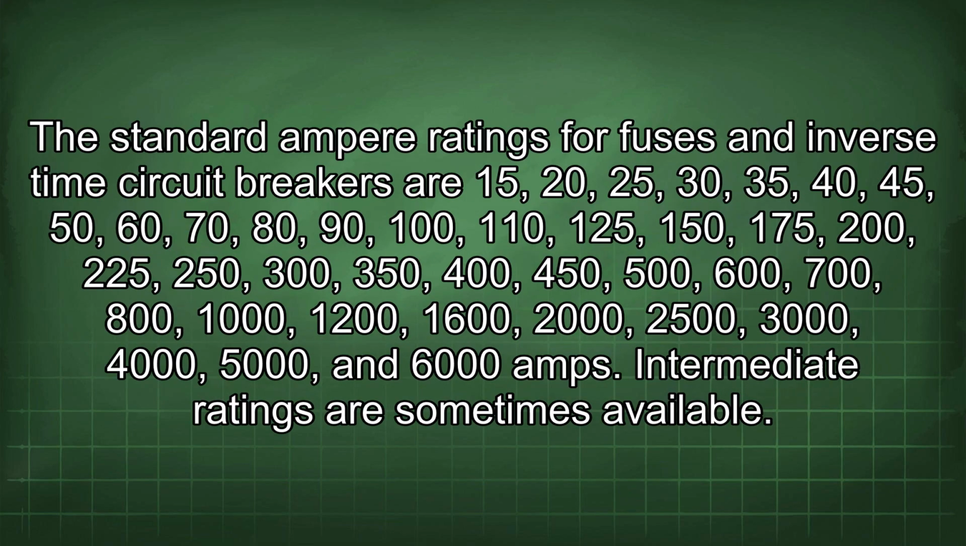The standard ampere ratings for fuses and inverse time circuit breakers are 15, 20, 25, 30, 35, 40, 45, 50, 60, 70, 80, 90, 100, 110, 125, 150, 175, 200, 225, 250, 300, 350, 400, 450, 500, 600, 700, 800, 1000, 1200, 1600, 2000, 2500, 3000, 4000, 5000, and 6000 amps. Intermediate ratings are sometimes available.